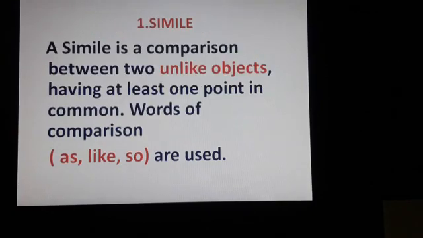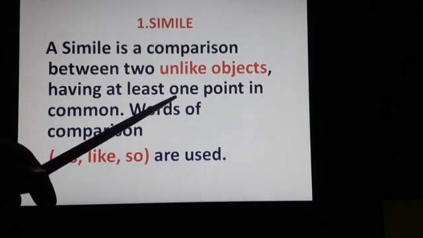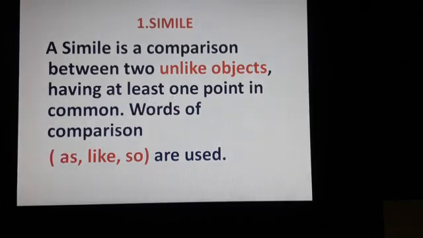What is simile? Simile is a comparison between two unlike objects having at least one point in common. Words of comparison as, like, so are used. You see, this is a comparison between two unlike objects. That means they are not similar objects, but they will have at least one point in common. One point will be common, but the two are different objects. Also, it is easy to identify: the words like as, like, and so will be used. With that, you can make out it's a simile.